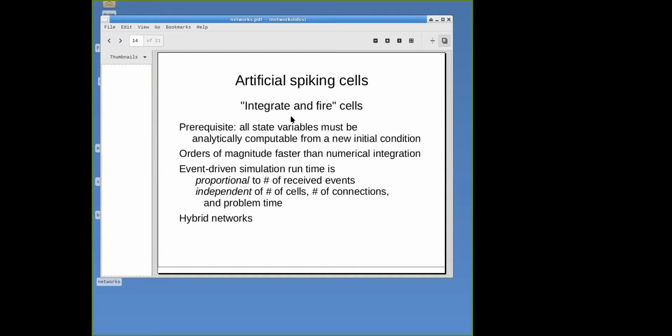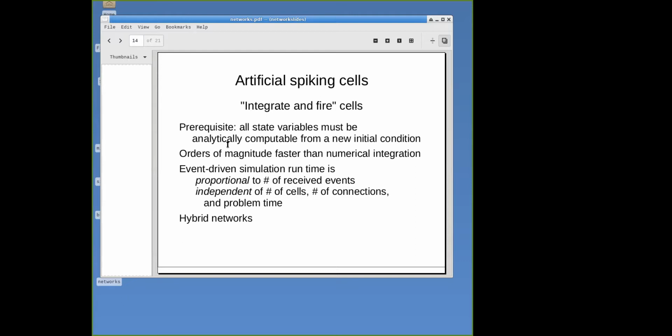And the ability to specify such an artificial spiking cell in such a way has one prerequisite. All the state variables of the cell must be analytically computable once you have a new initial condition. And what's the new initial condition? The new initial condition is what happens when the new input event arrives, okay? And this is orders of magnitude faster than numerical integration because it doesn't involve anything that has to be done with matrix inversion. It's faster even than Euler's method for numerical integration.